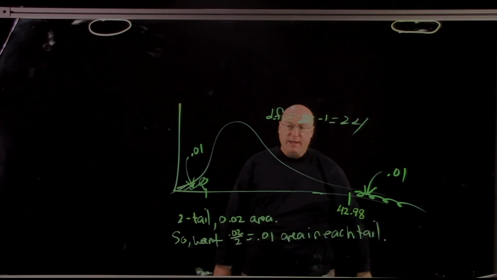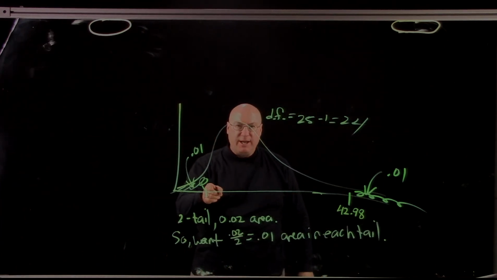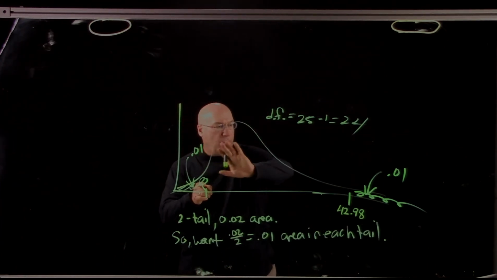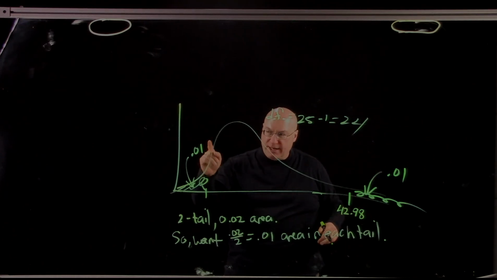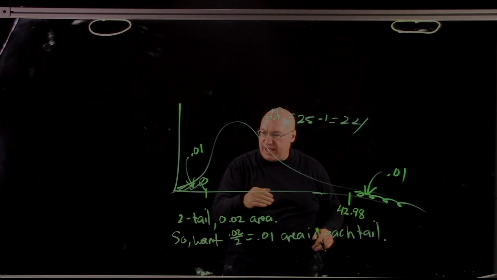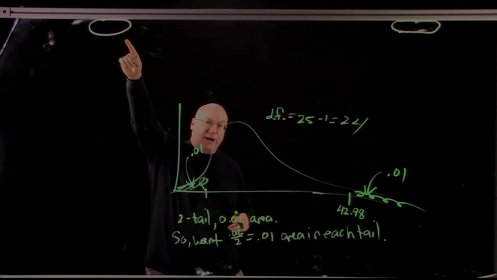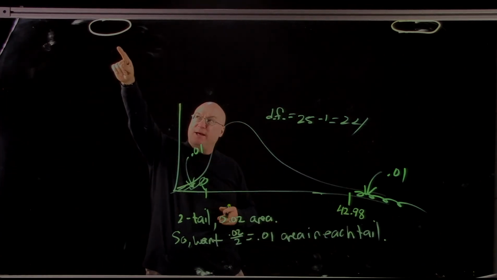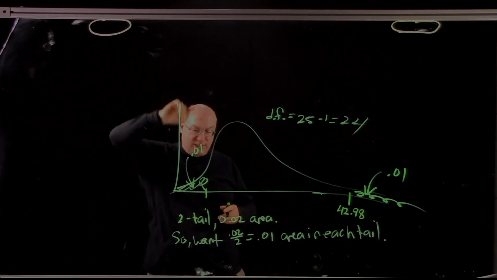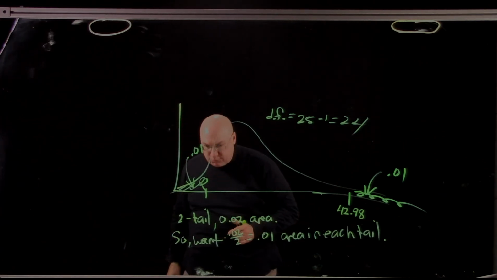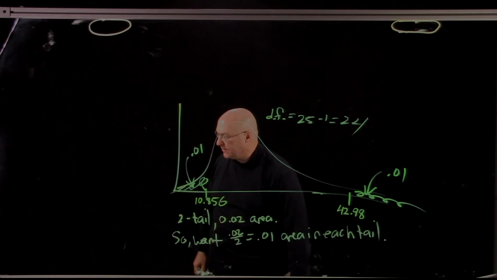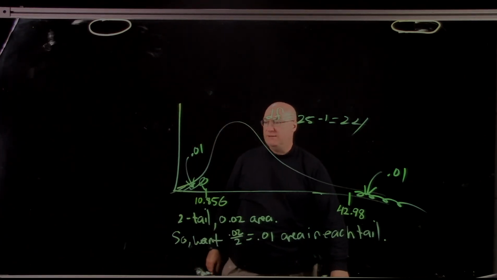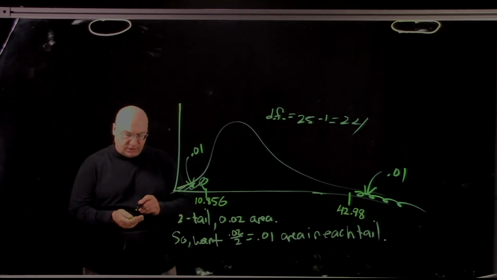And then to get this one, I, of course, need 0.99 area to the right, just like before, right? Because I just want to take 1 minus the 0.01. So when I do that, I get that one over there. If you backtrack to where you have just that 2/3 of a chart on the page, you'll see that that was 10.856. Okay, so that's really pretty much all there is to it.